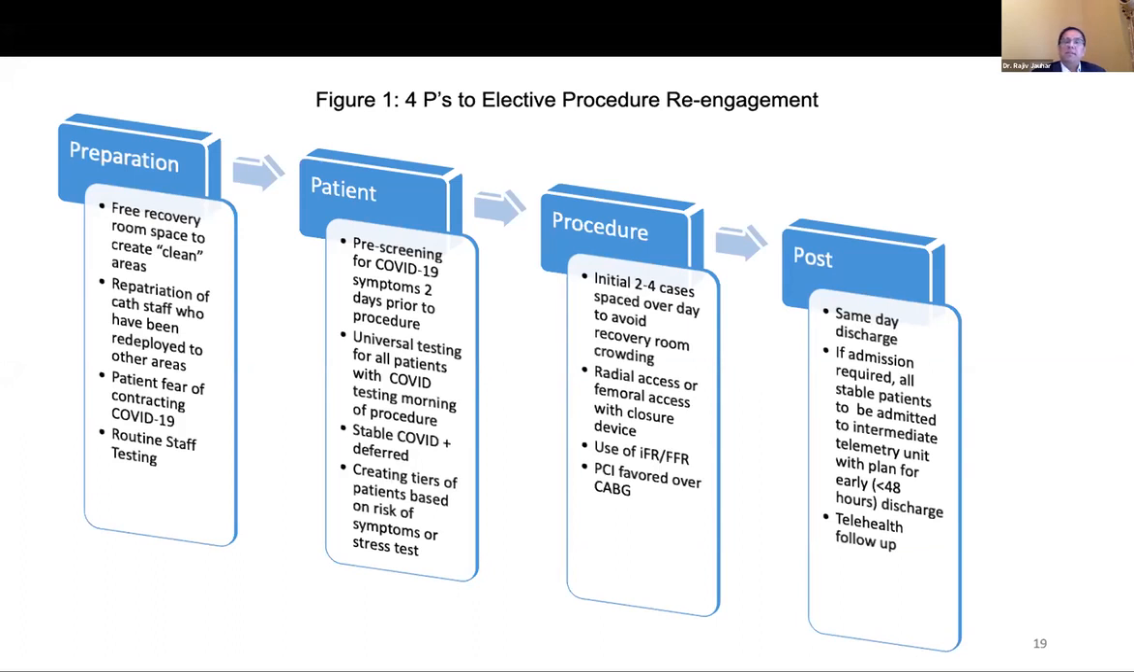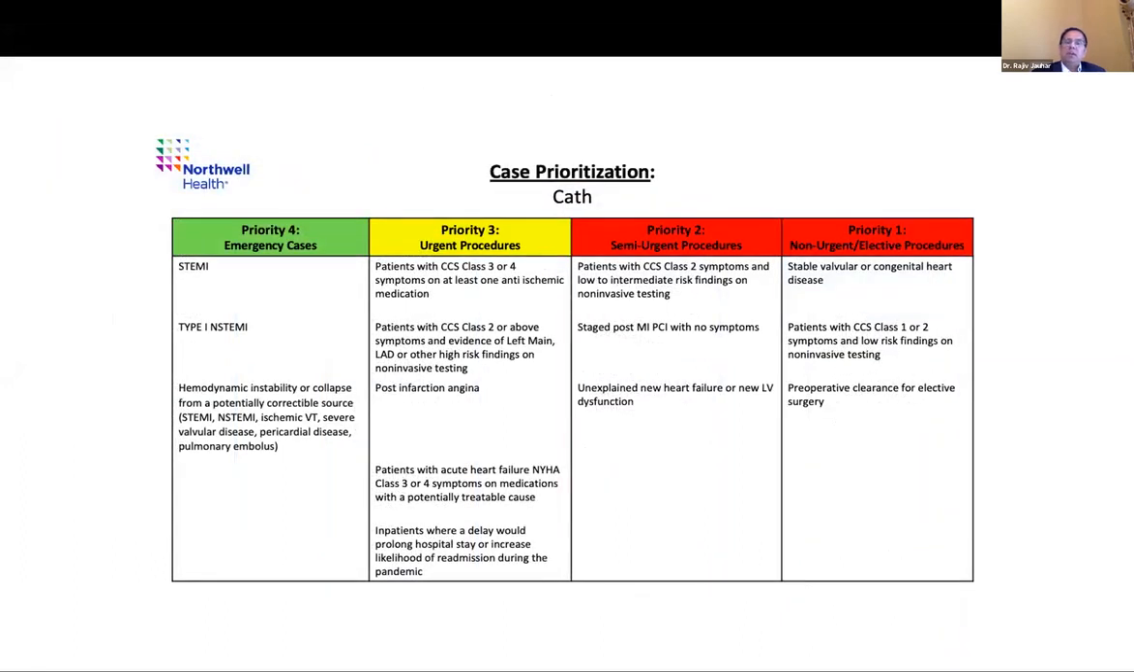We have prioritized our cases, so we're not doing any semi-urgent or non-urgent procedures, and we're only doing elective procedures that are higher risk: post-infarct angina, patients with a very positive stress test, or obviously emergent STEMIs or type 1 non-STEMI patients.